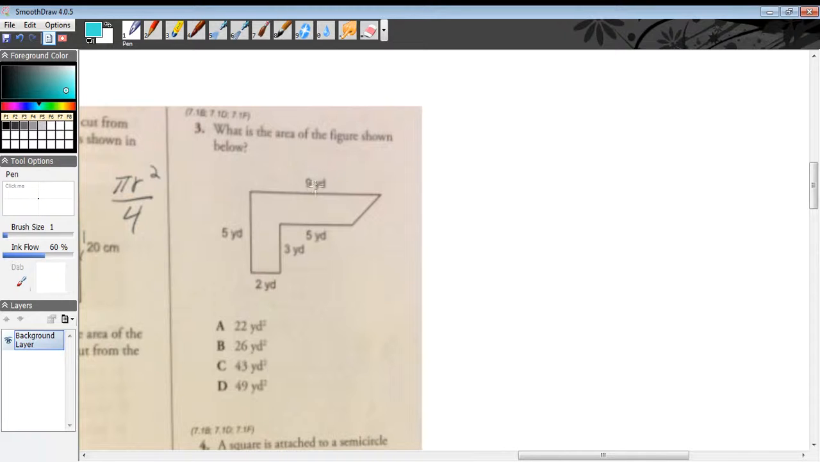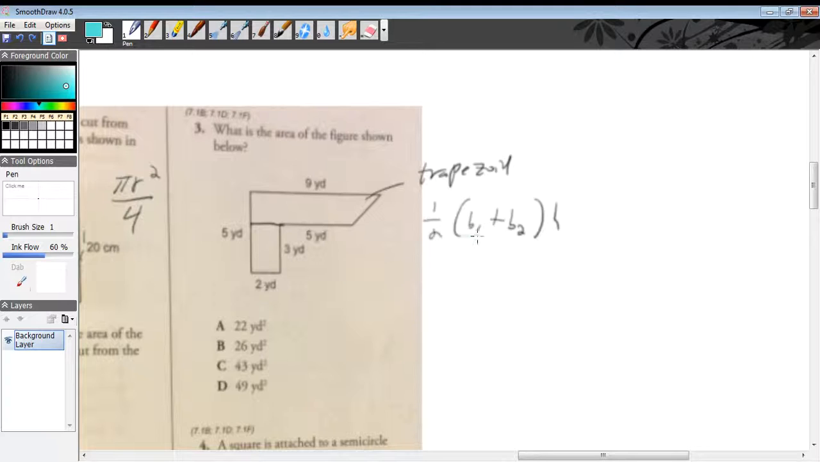Next one, what is the area of the figure shown below? You want to divide this into several different shapes. I think one way you could do it is something like this here. Yes, you could do it like this. Okay, so now we have a trapezoid, which is 1/2 base 1 plus base 2 times height. And we have a rectangle here. So this rectangle is just 6 yards squared, 2 times 3. Okay. So the hard part is figuring out this.